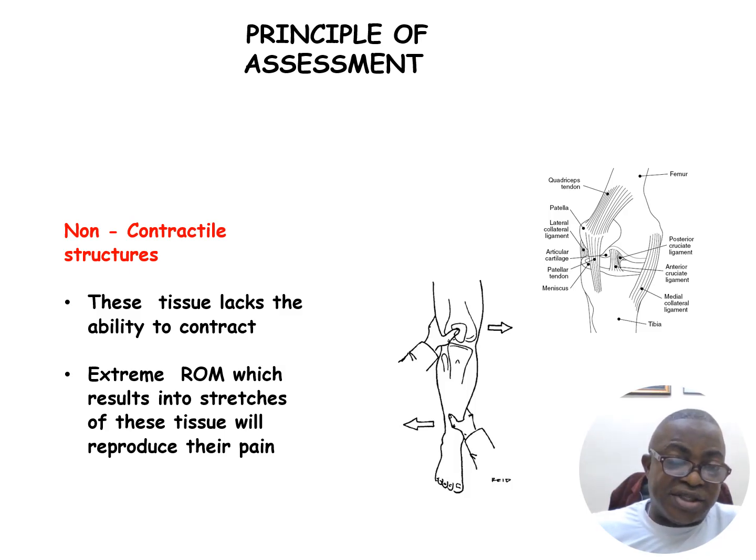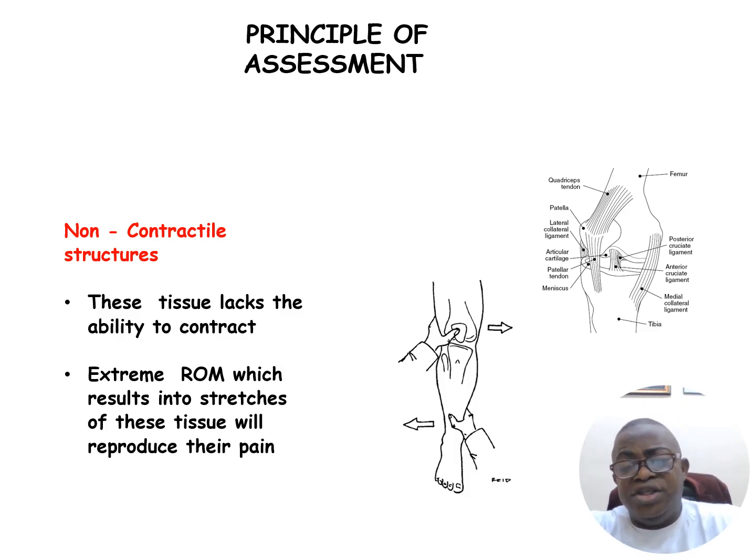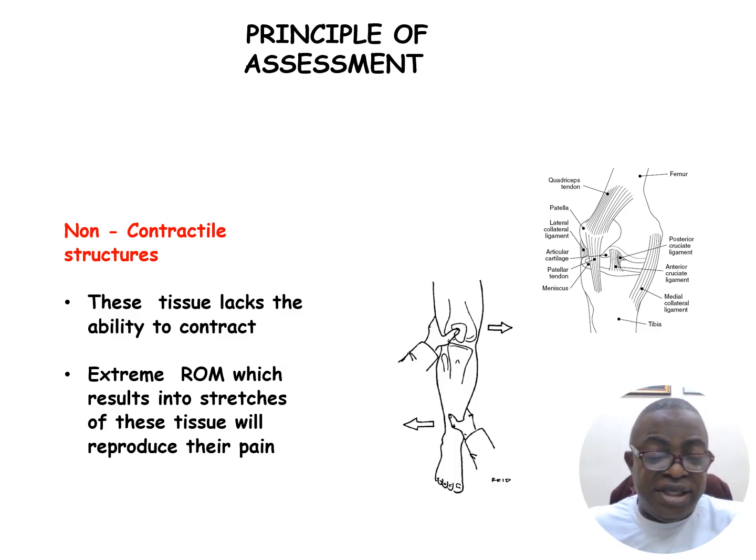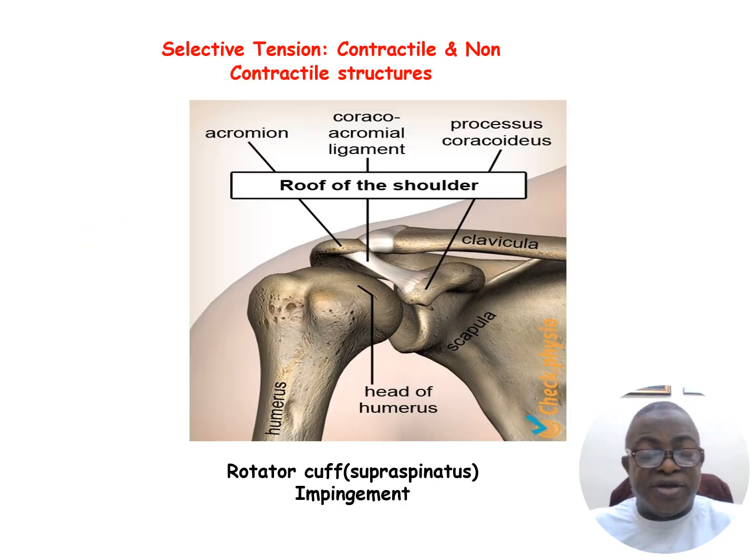What is valgus stress test? It's just moving the tibia part of the leg outwardly while maintaining the thigh part of the leg inwardly. That will put a stretch. The passive movement will put a stretch on the medial collateral ligament, and you know straight away that the pain is not in the muscle. It's more likely to come from the medial collateral ligament. So lesions in the non-contractile structure generally are detected using passive movement, right?